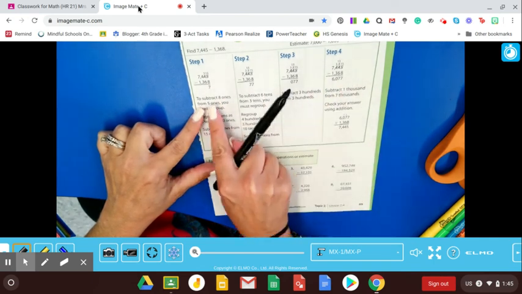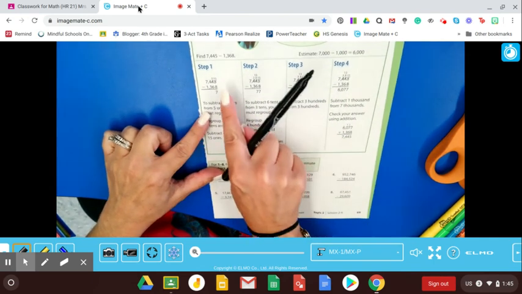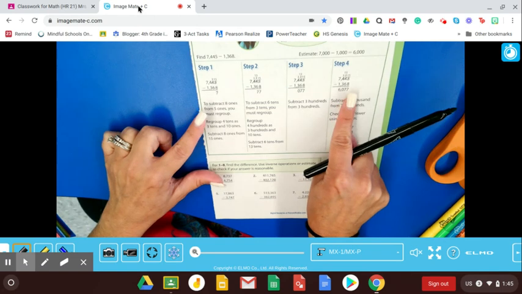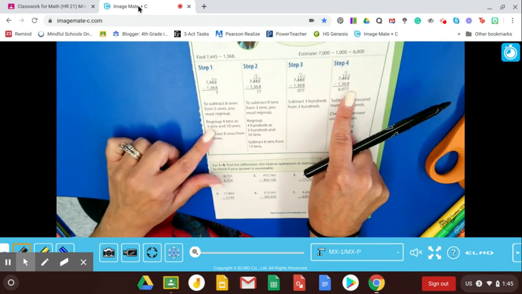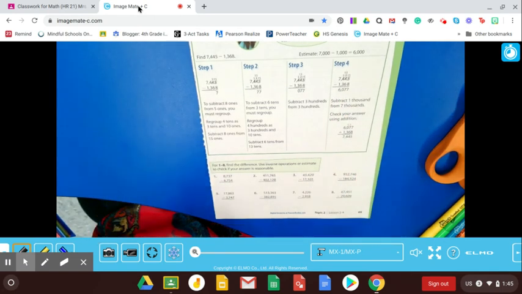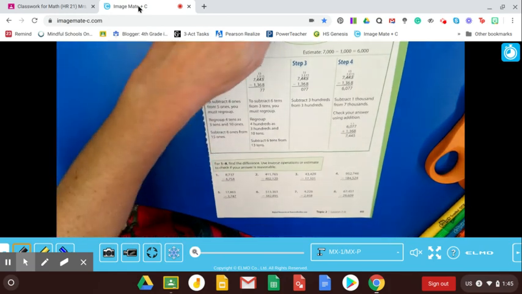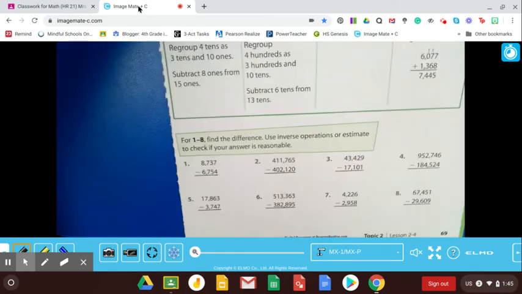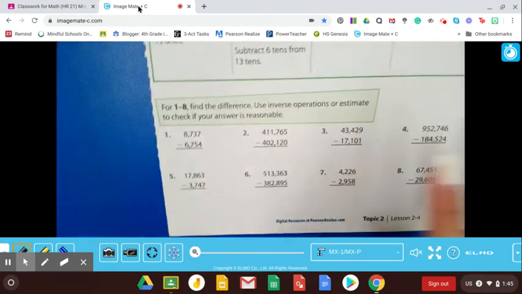I really like the way that they set up this page because they give us the steps to subtraction right up at the top of our paper. So if we forget, this is where we can go. Right, I just want to do 1 or 2 problems together, and then I'm going to send you off to do the rest on your own.